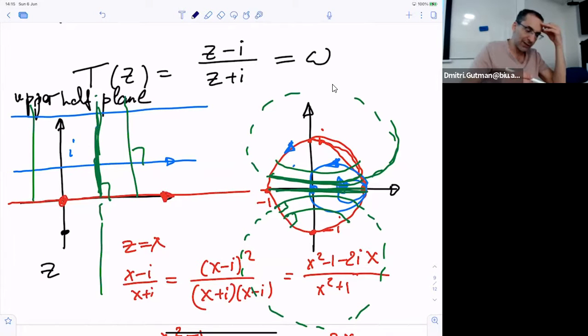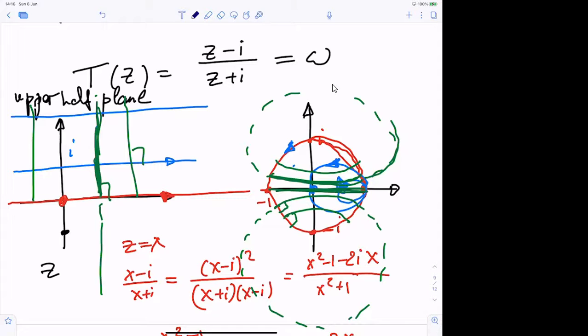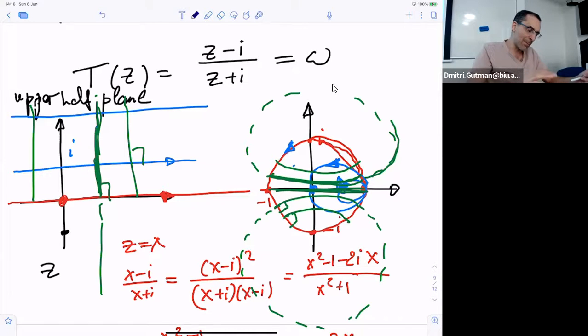The function, for example, T of z equal to z minus 1 divided by z plus i, what this function does, it conformally maps an upper half plane to a unit circle. Now you can pose two different equations. You can pose equation number one: I'm given a function T of z, and you ask what this function does to this domain. Here I said, look, this function T, what it does to an upper half plane, it maps it onto a unit circle.